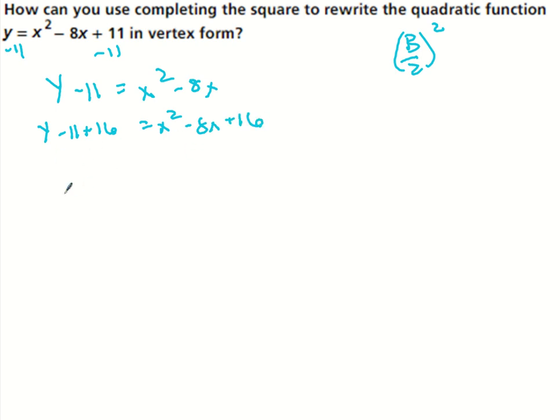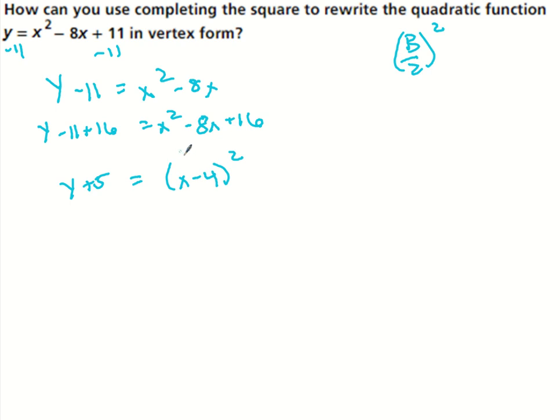Well, negative 11 plus 16 is 5. And then this side over here, I can actually factor. This is going to be negative 4 because this is a perfect square trinomial, but the middle term is negative. So that's x minus 4 squared. Negative 4 times negative 4 is positive 16. Negative 4 plus negative 4 is negative 8. So here's my perfect square trinomial.